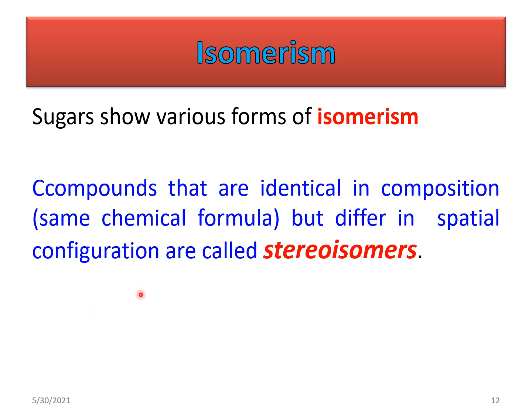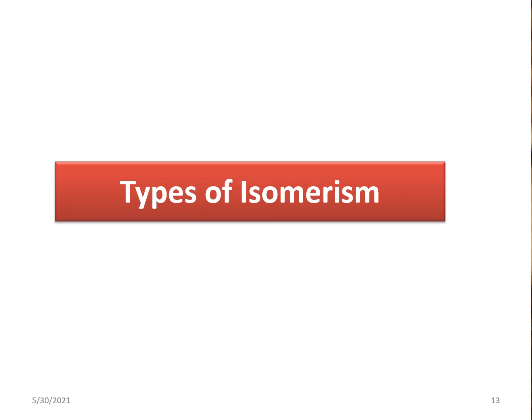As I said, the presence of the asymmetric carbon atom allows for the formation of isomers, and the number of the isomers depends on the number of asymmetric carbon atoms present in the molecule. What are the types of isomers?